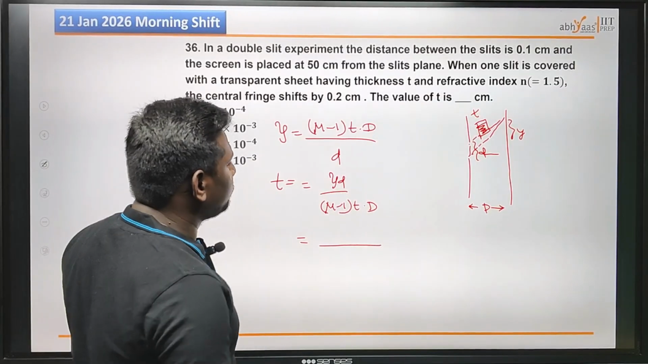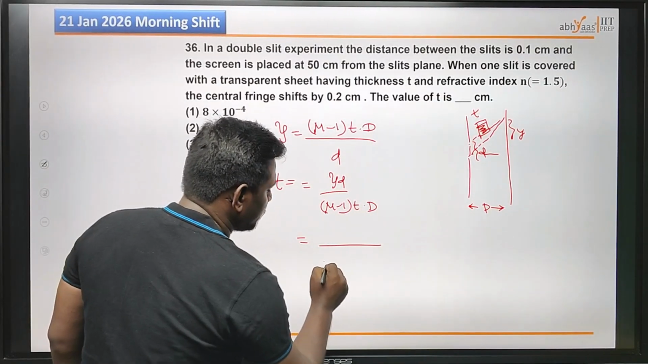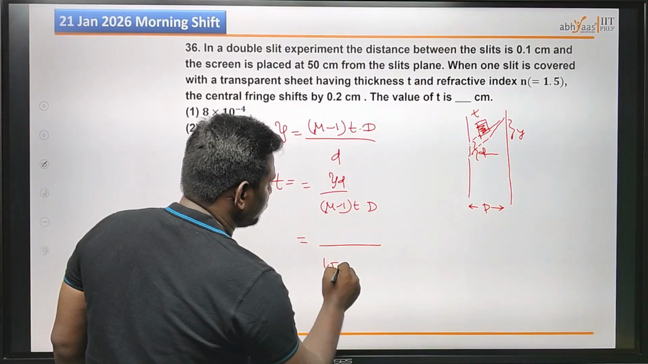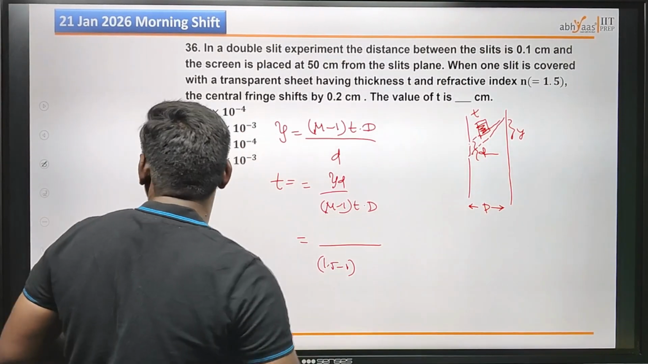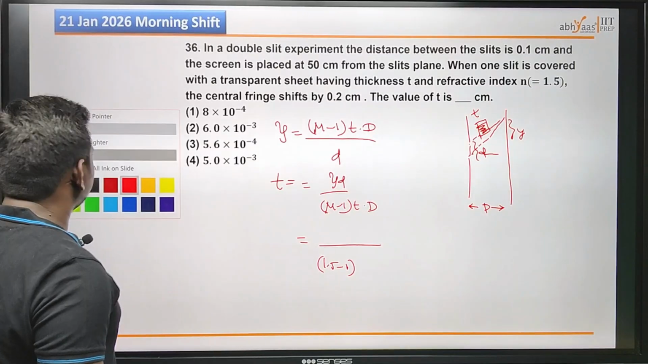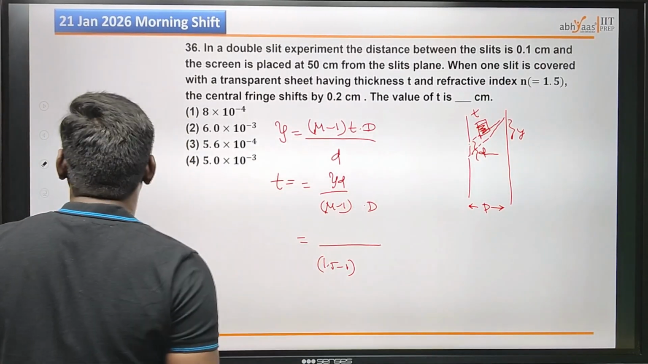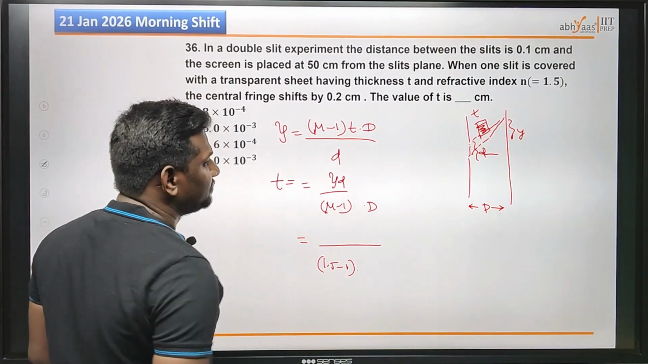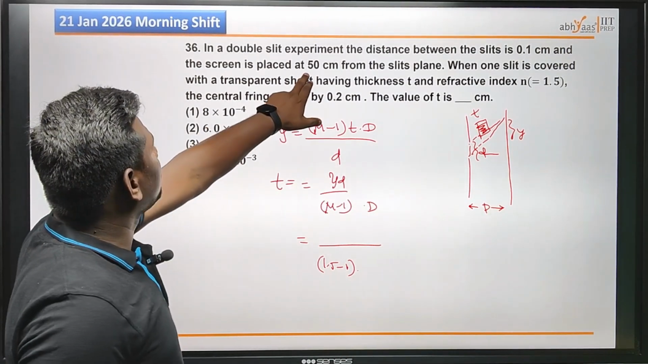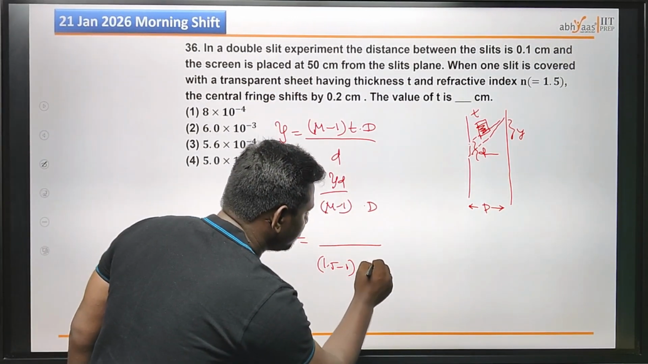So mu they have given 1.5 minus 1, that is 0.5. Thickness, so I have written thickness again. I'm sorry for this one. Okay, see here, D, distance between the screen, so that is 50 centimeters.